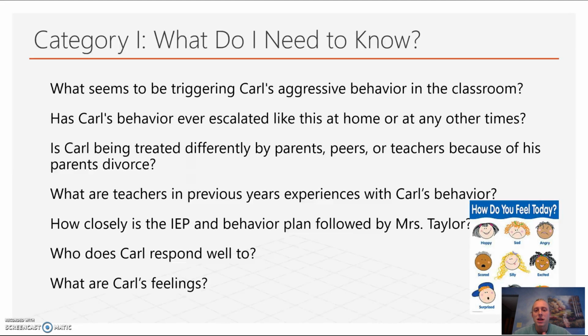I would also use as many resources as possible to find the answers to what I need to know, right? So he's in 3rd grade. I would go back to his kindergarten, 1st grade, and 2nd grade teachers, and ask them if they had any experiences with Carl, what worked with Carl, what didn't work with Carl. How closely is this IEP being followed by Mrs. Taylor as well? And I need to know what Carl responds well to, and I can get that from those teachers previously. And I need to know what Carl's feelings are, and I think that's where I'm going to start through this dissection. I need to go and talk to Carl.